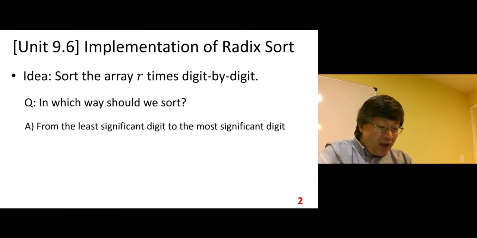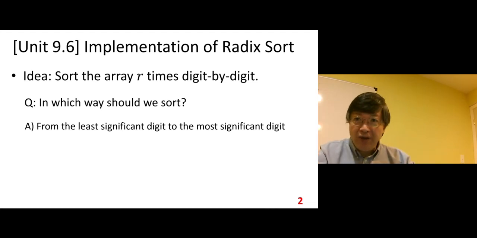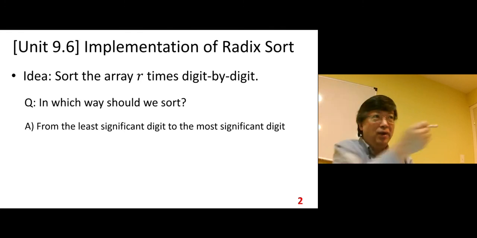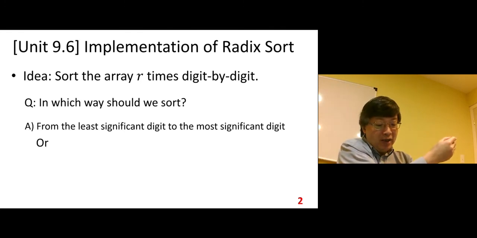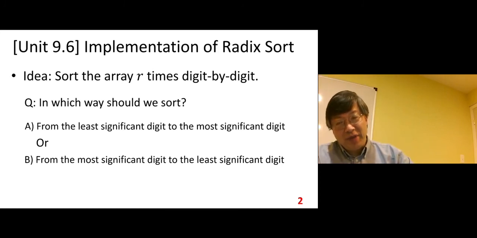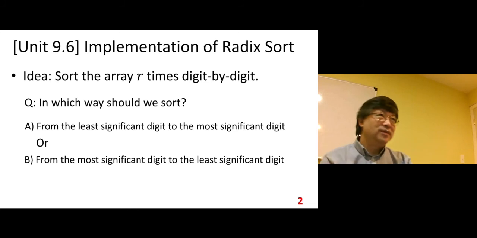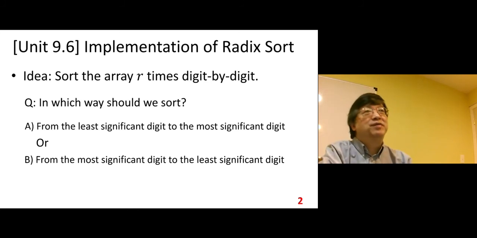A, from the least significant digit to the most significant digit. So that's from right to left, least to most. B, from the most significant digit to the least significant digit. So which way do you think is better? Better means it should be correct first. Better here does not mean faster, it means correct.